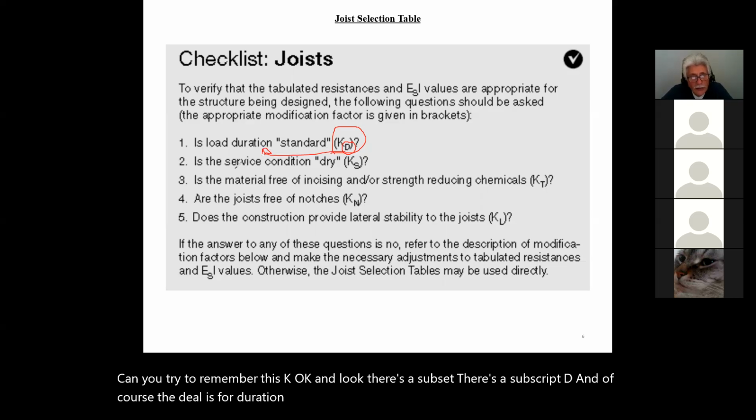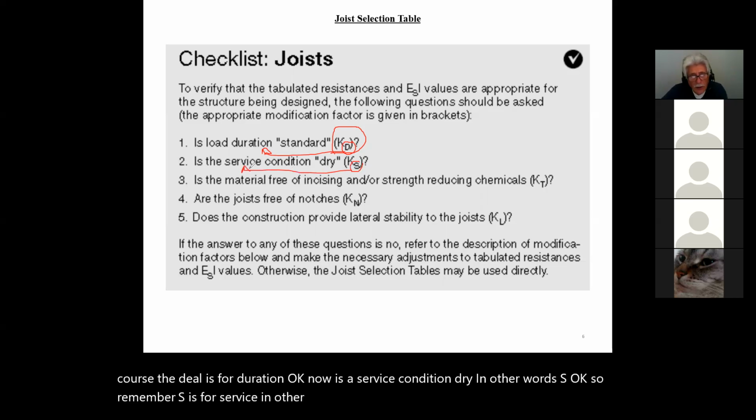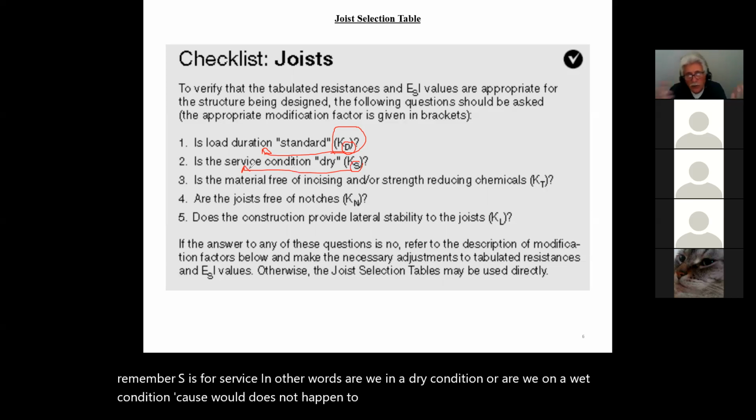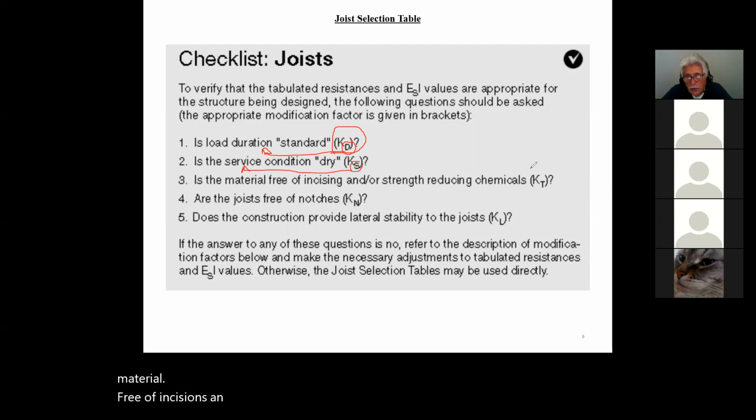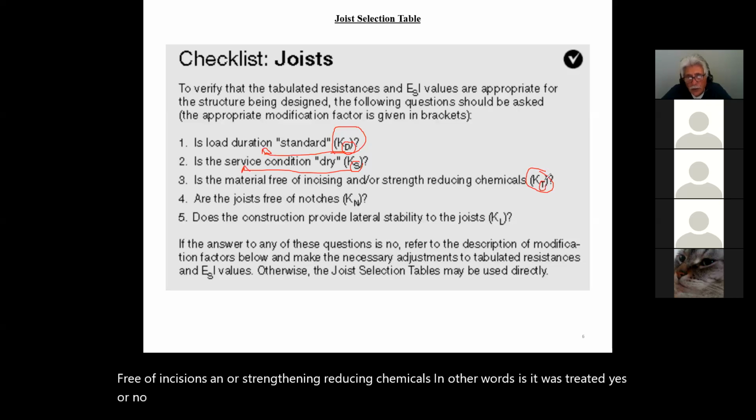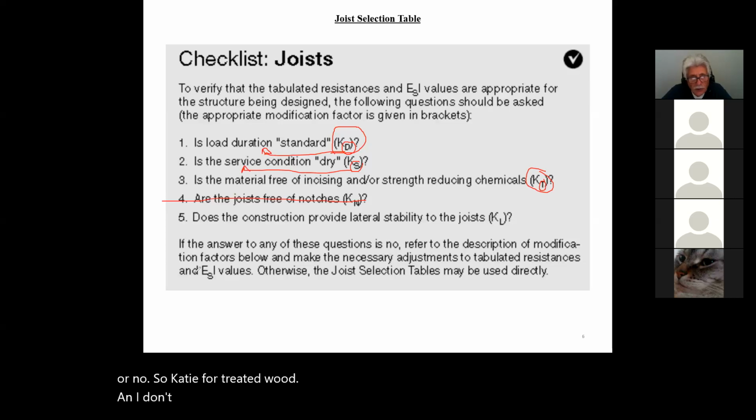Now, is the service condition dry? In other words, S. Remember, S is for service. Are we in a dry condition or in a wet condition? Because wood does not act the same if it's dry or if it's wet. Is the material free of incisions and/or strength-reducing chemicals? In other words, is the wood treated, yes or no? So KT for treated wood. And we will not use any notches.